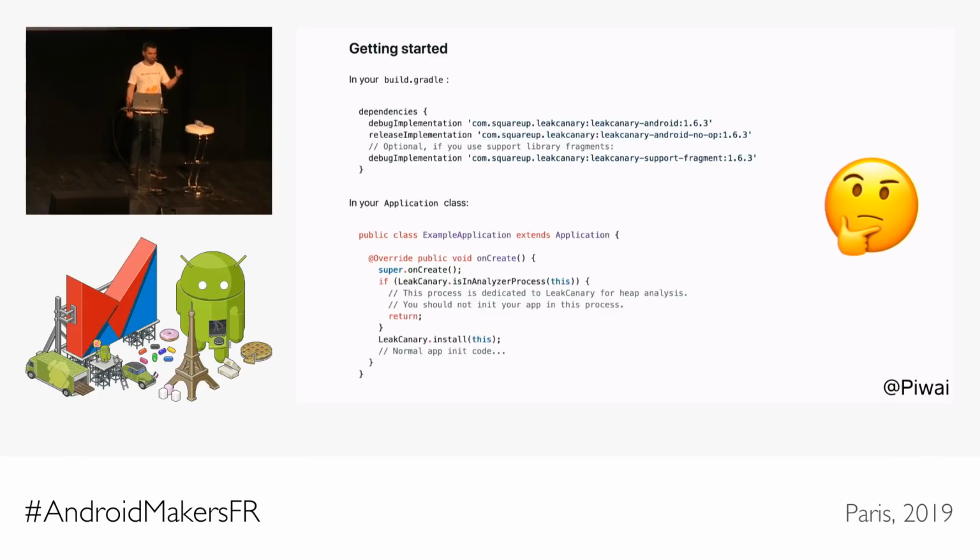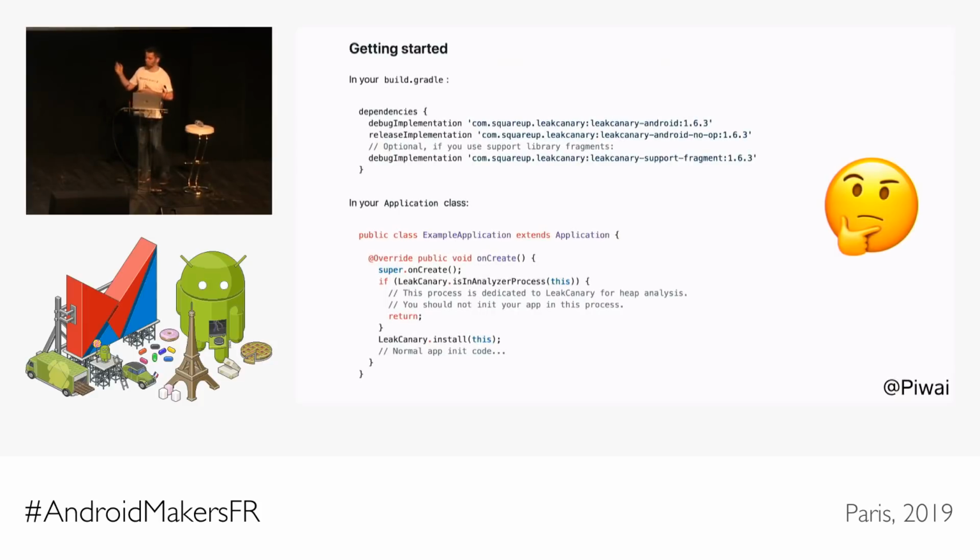As a result, what we did is create a separate process for the analysis so that it runs in its own process and has more memory available. But as a result of that, the application class is instantiated in both processes. And so you have your app code running in the LeakCanary process. That's why we ask people to check if they're in that process and just do nothing in onCreate in that case. But that's annoying to write all this code.